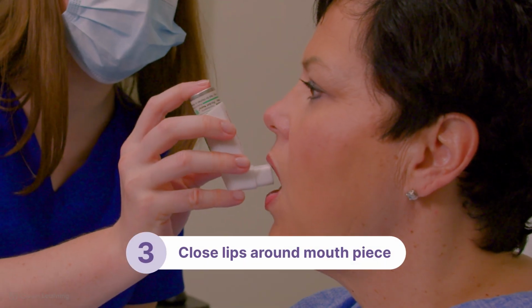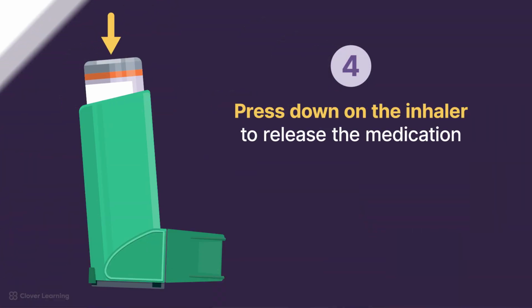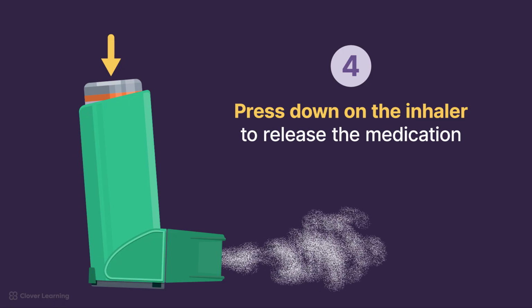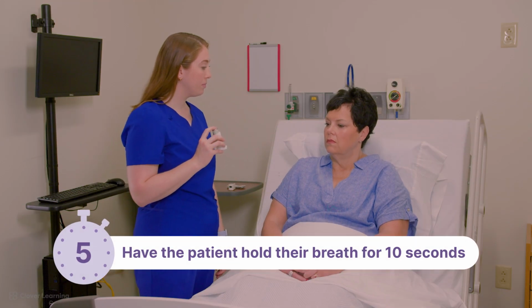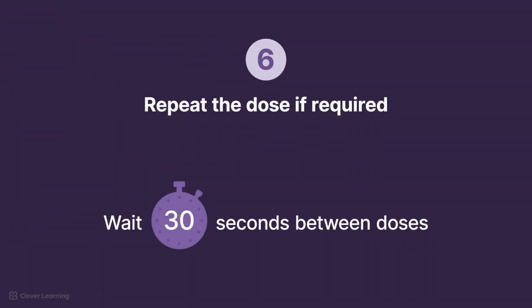3. Instruct the patient to place the mouthpiece in their mouth and close their lips around it. 4. Press down on the inhaler to release the medication as they start to breathe in slowly and deeply. 5. Have the patient hold their breath for about 10 seconds to allow the medication to settle in their lungs. 6. Repeat the dose if required, waiting about 30 seconds between doses.